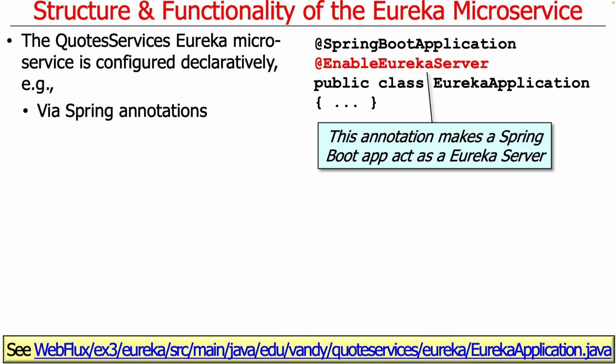And we use some annotations to do this. There is an annotation, just like everything else in Spring. Everything is done through an annotation-like mechanism, which is essentially a form of aspect-oriented programming, if you think about it. It's going to make this Spring Boot app act as a Eureka server. So we say Eureka application, enable Eureka server.